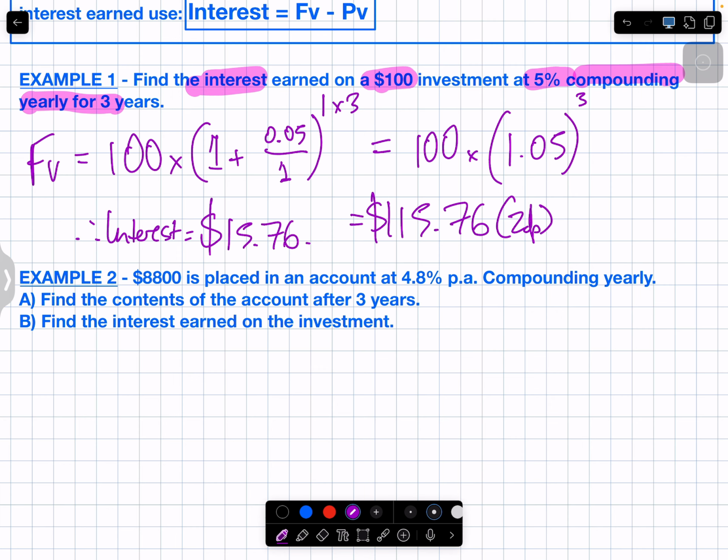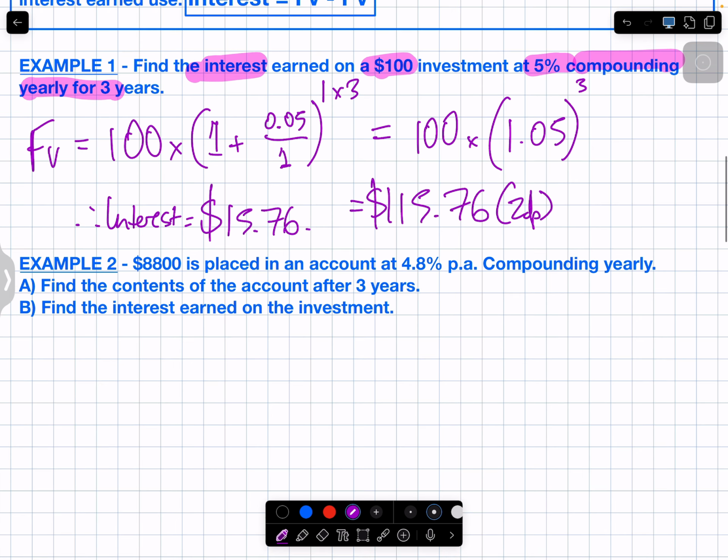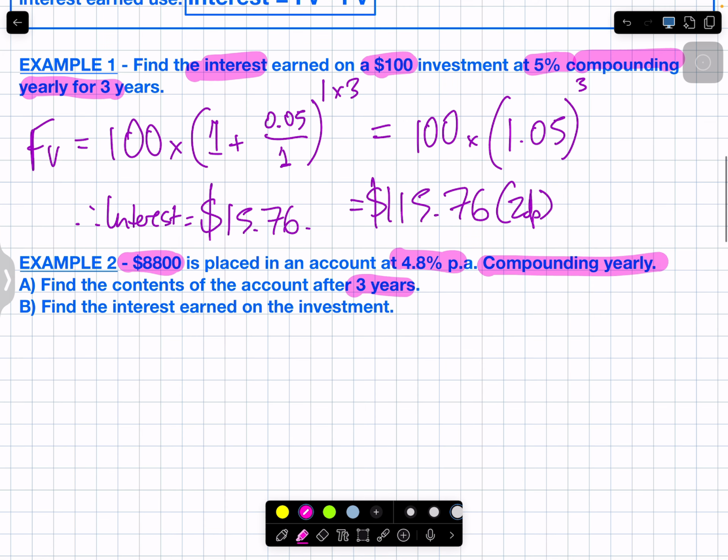Okay, second example. $8,800 I put in an account, 4.8%, compounding yearly. What's the contents of the account after 3 years? Find the interest earned on the investment. Same formula. A. Find the contents of the account after 3 years. So A is asking me what's going to be in the bank after 3 years. So that's just asking me to find FV.